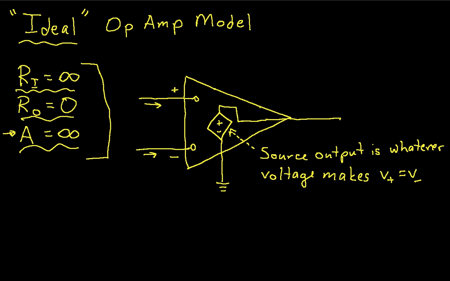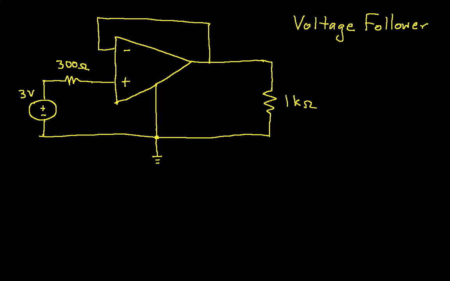Okay, so that's an introduction to the op-amp. We've covered a lot of concepts, but let's actually see if we can now apply what we know about the op-amp to a particular op-amp circuit and see what it does. This op-amp circuit is called a voltage follower. And you can see that the output of the op-amp is connected back to the inverting input. And the non-inverting input is connected through a 300 ohm resistor to a 3 volt source.